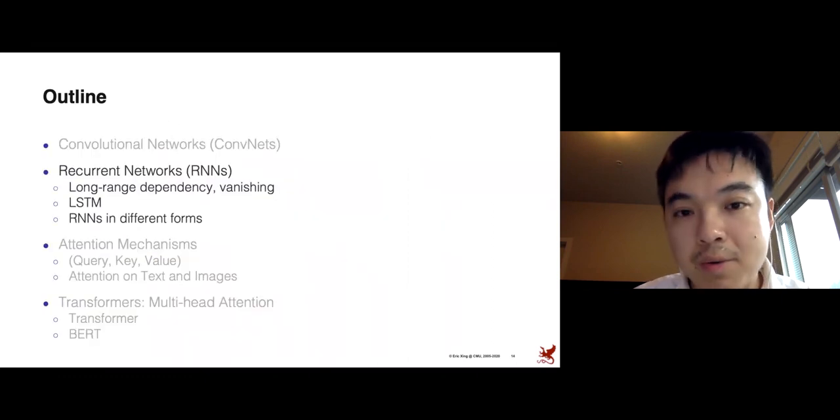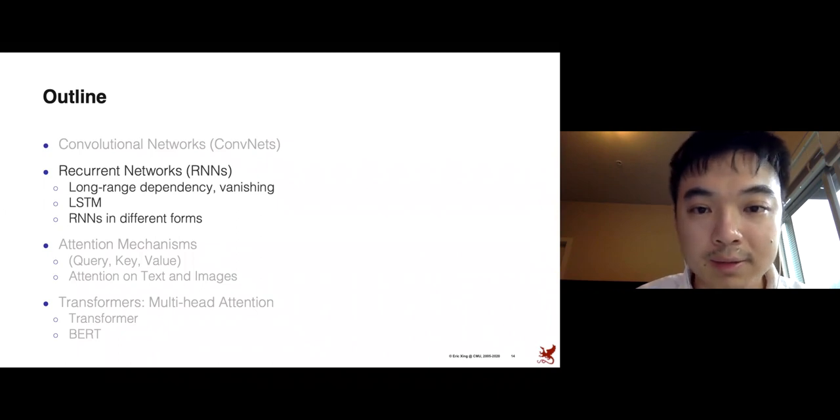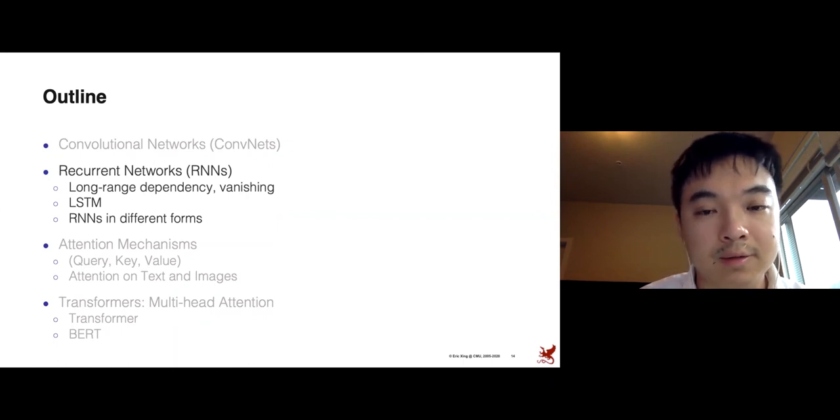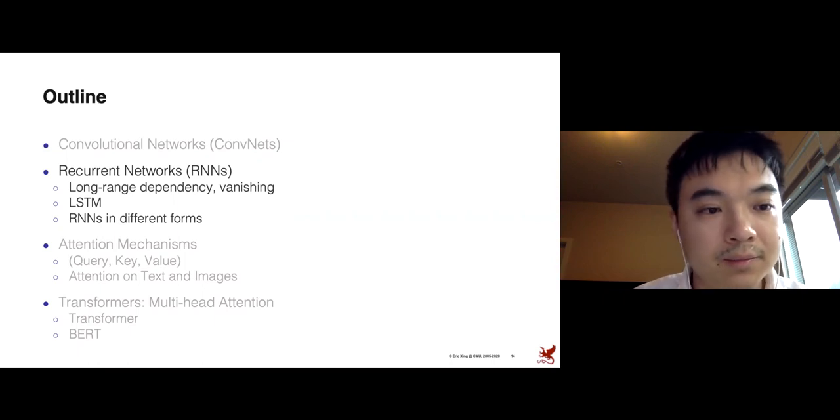So this is a very simple and quick introduction to convolutional networks. The key concept is about the receptive fields and these special connections between neurons to encode the inductive bias of translation invariance. So next, let's visit recurrent networks.